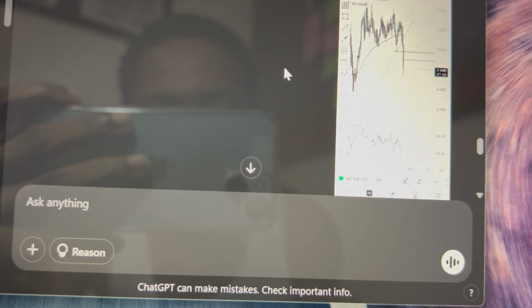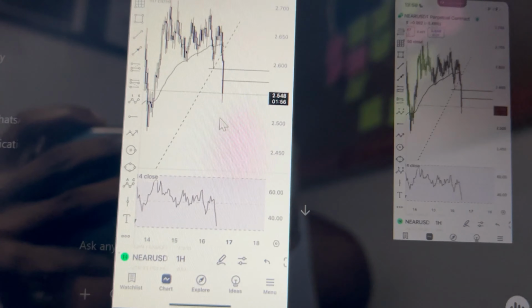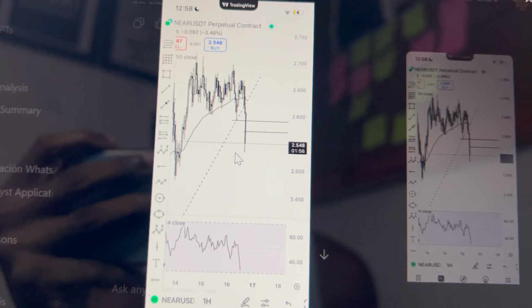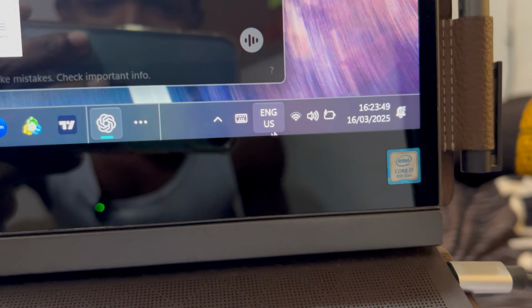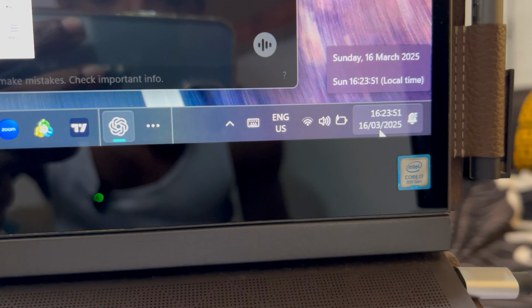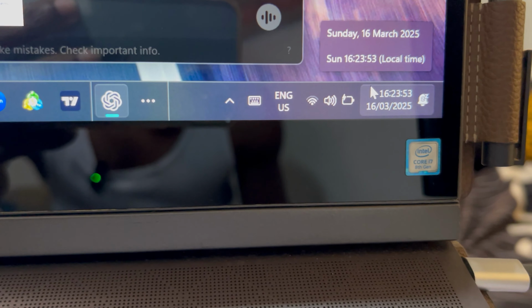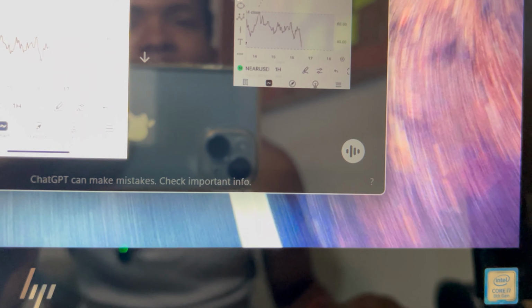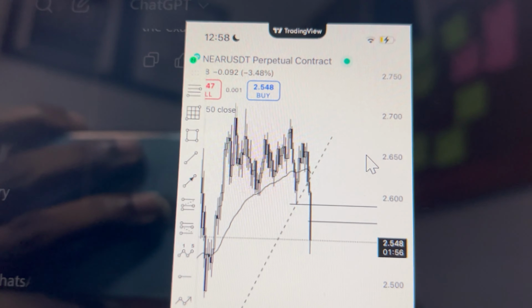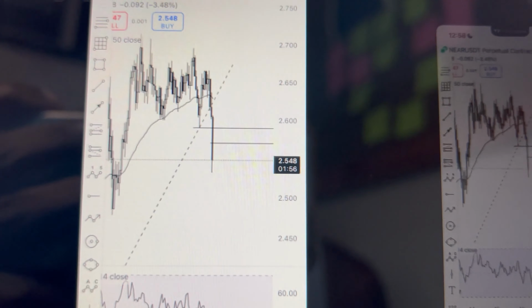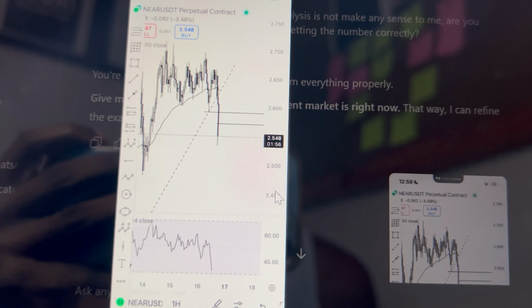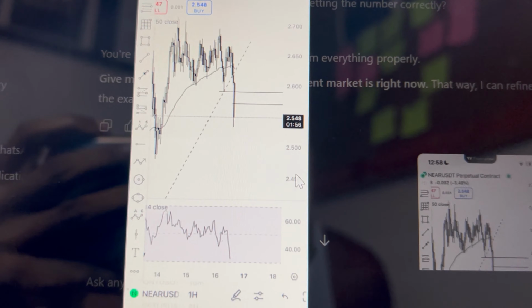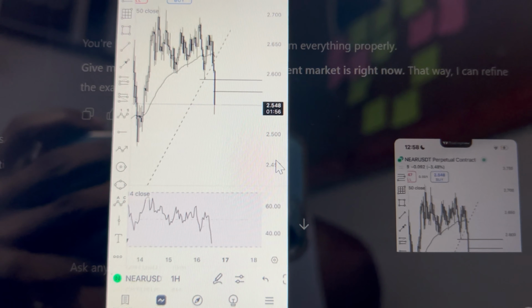Exactly. So I have to screenshot the chart on my phone. Although today is Sunday, I don't know if you can see the dates here. Yeah, today is Sunday, 16th of March, so we can't trade currency pairs. What we are trading now is a crypto pair, which is NEAR USDT. So I have to screenshot the chart on my phone for ChatGPT to get the exact price.